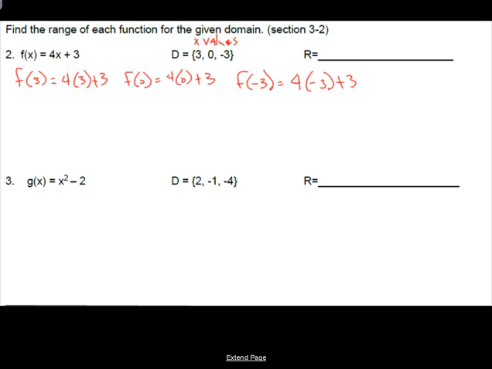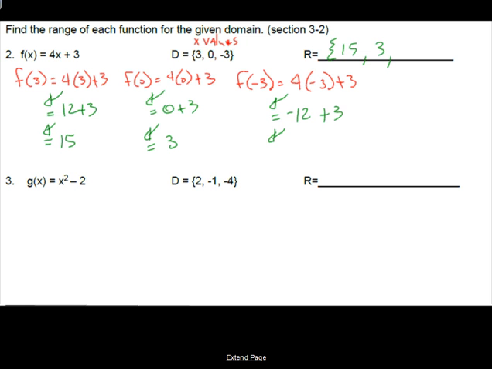To work each of these out, the first one here would be 12 plus 3, or 15. The next one, 0 plus 3, which is 3. Here, I have negative 12 plus 3, which is negative 9. There's the range for number 2. For number 3, I'm going to do the same thing.